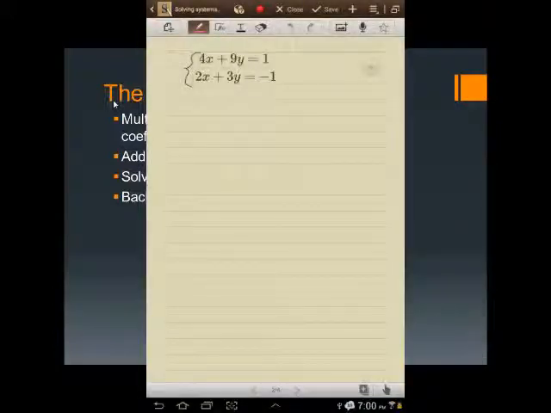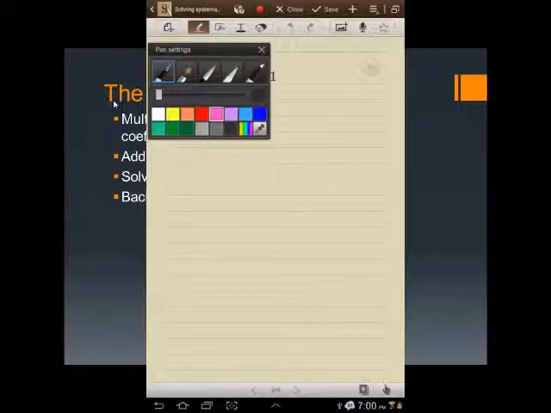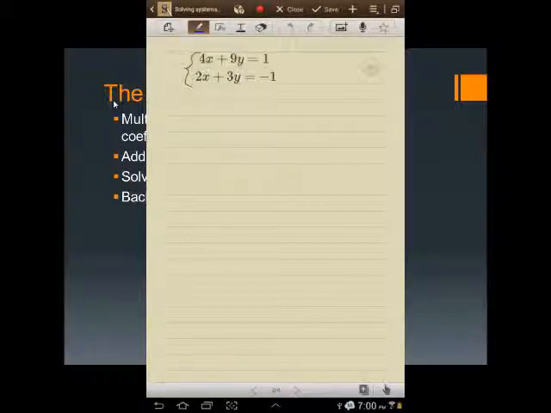Another example. Same idea. But as we look at this example, we don't have opposites. We have 4x and 2x, a 9y and a 3y.